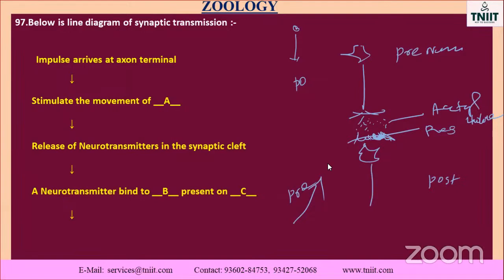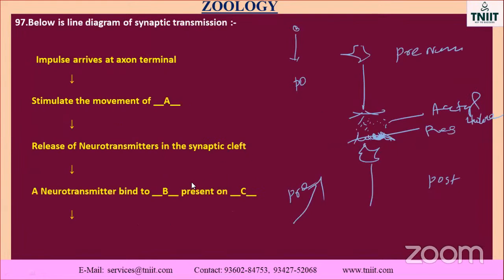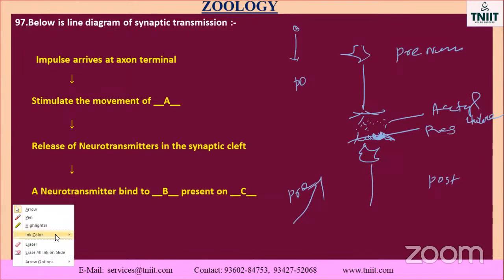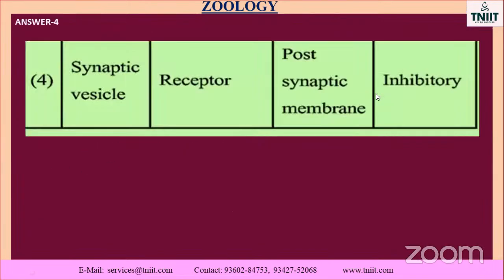Here, which one is the correct option? The first one is the synaptic vesicle, and the synaptic vesicles also receive the receptor molecules. The receptor molecule is also a protein molecule, and also the post-synaptic membrane. The impulse is transferred from pre-synaptic to post-synaptic. See this one, from here to here. Here the receiving molecule is there. Pre or post? This is the important point: synaptic vesicle, receptor, post-synaptic membrane, and also inhibitory.